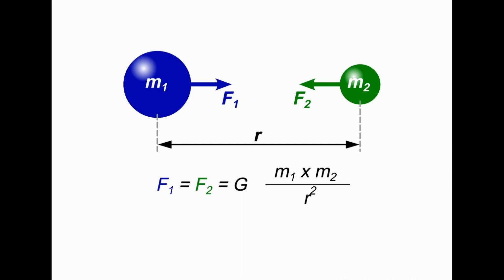Well, it says that the F1 force, the blue ball, towards the M2 force, and the M2 force towards the M1 ball, they are both equal to each other, but they're also equal to big G, the gravitational constant, times M1 times M2 divided by the distance squared. So M1 and M2 are the two masses. So let's try to calculate using an example exactly how this works.